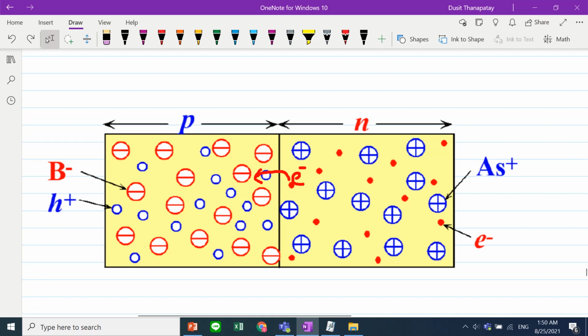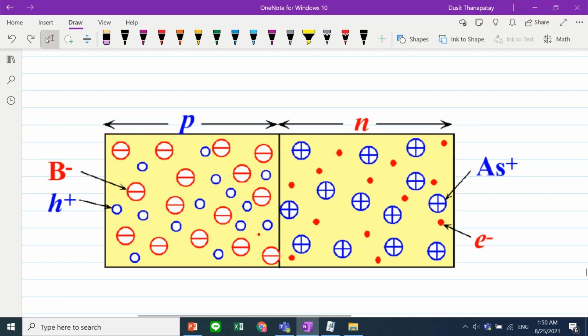So what happened if this electron moves to this side? That means this area loses some negative charge. So now this area will have only positive charge from the positive donor ions. This area is a positive charge region.